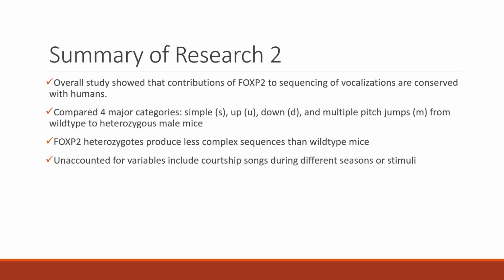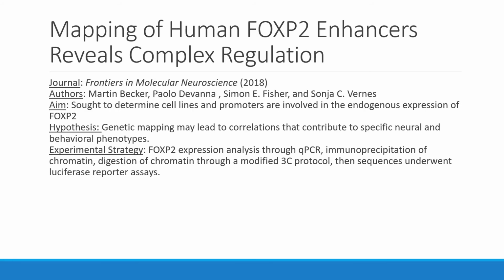For the third research article, the title is "Mapping of Human foxp2 Enhancers Reveals Complex Regulation." This journal was published in 2018, and the title of the journal is Frontiers in Molecular Neuroscience. The first author of the study was Martin Becker, and the aim was that the researchers in this study sought to determine cell lines and promoters that are involved in the endogenous expression of the foxp2 gene.